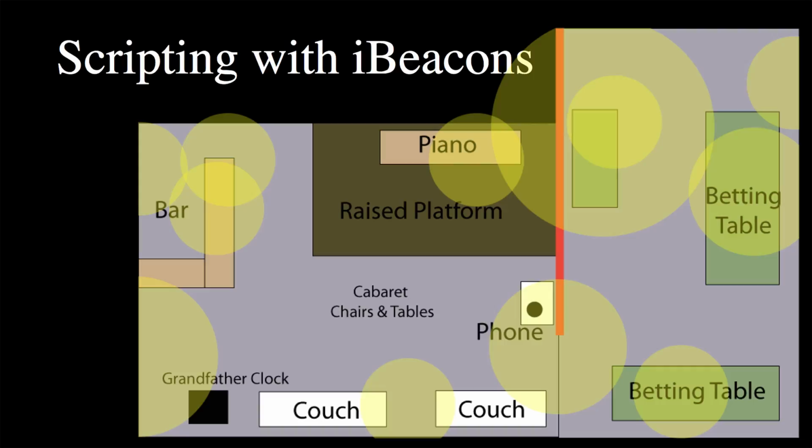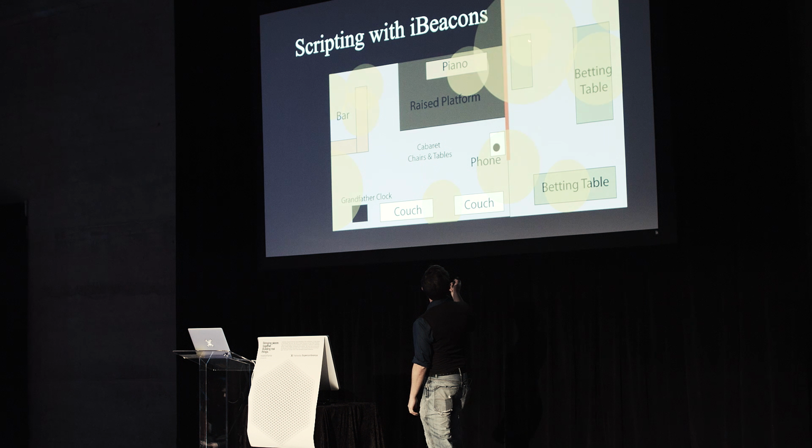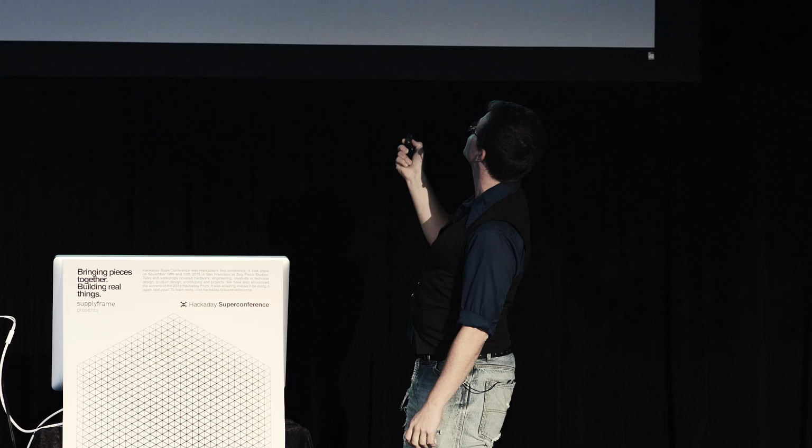So here's the layout of all the beacons in the space. And the radius is the approximate trigger threshold. So where the book was, which is here, we had a large threshold that entices you to talk to the book, and then a small threshold, which is where the book starts talking to you.